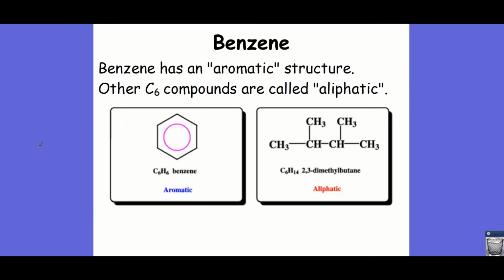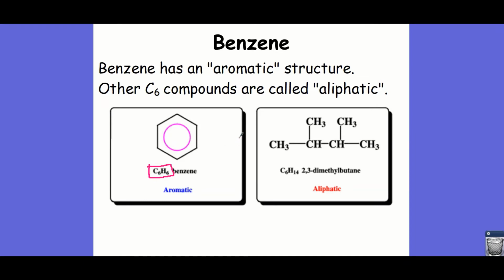So benzene has what we call an aromatic structure. And an aromatic structure is basically a ring structure, just like it's shown here on the left-hand side. And along with that, we have a set of delocalized electrons. The formula for benzene is C6H6, and that is because of these delocalized electrons, which we'll look at in a wee minute.